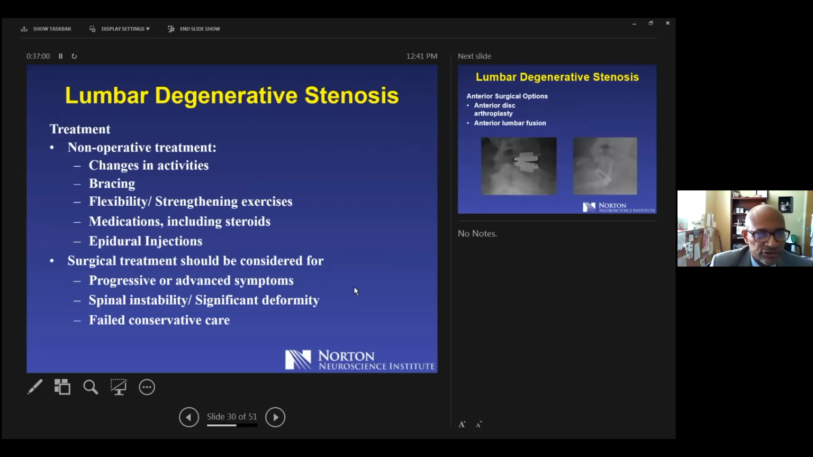Treatments for this are similar to the anterior lumbar, posterior lumbar for the disc. We typically start off with changes in activities, bracing. We can work on physical therapy with flexibility and strengthening exercises, medications, and again, the same medications, typically injections. Surgery on these ones, we're looking at usually stabilization procedures where we have to decompress and put in screws and rods. We try to save that as a last resort.